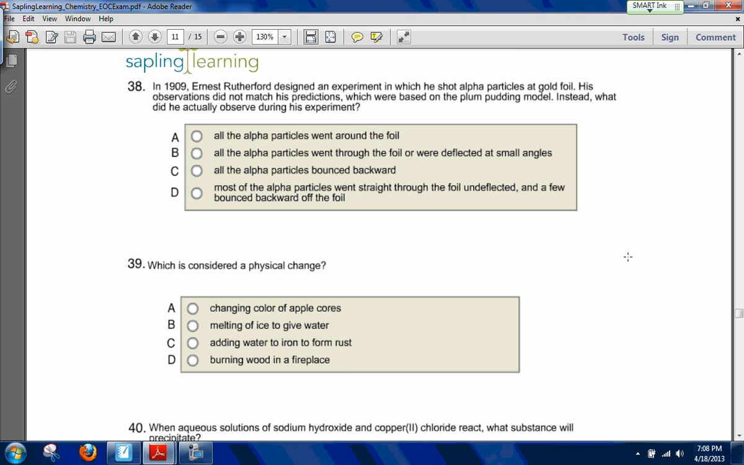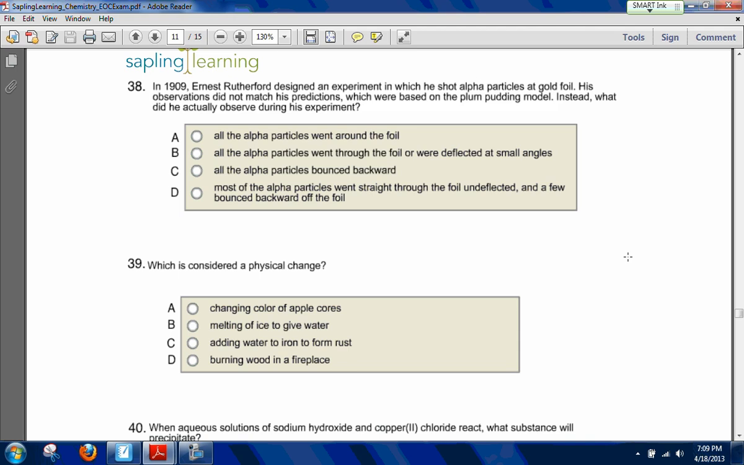Number 38. In 1909, Ernest Rutherford designed an experiment in which he shot alpha particles at gold foil. His observations did not match his predictions, which were based on the plum pudding model. Instead, what did he actually observe during his experiment? Well, you got to remember, he shot these alpha particles straight forward, expecting them to go right through the foil. But, like we said when we went over this, they bounced right back at him. He said it was like throwing a heavy weight at some tissue paper, and instead of it going through the paper, it flew back at you. So that would have to be C.